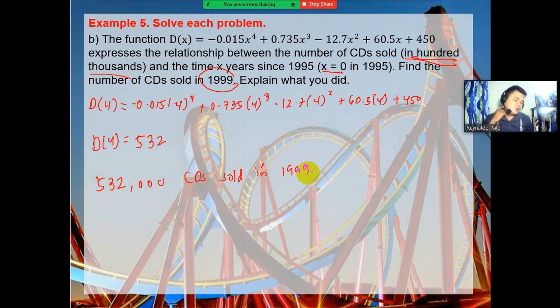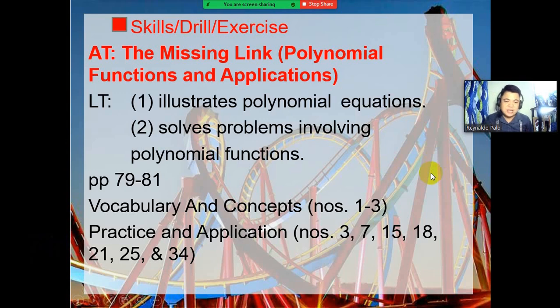So those are some of the applications. For my students, please don't forget the activity. We will be checking it in our next meeting.